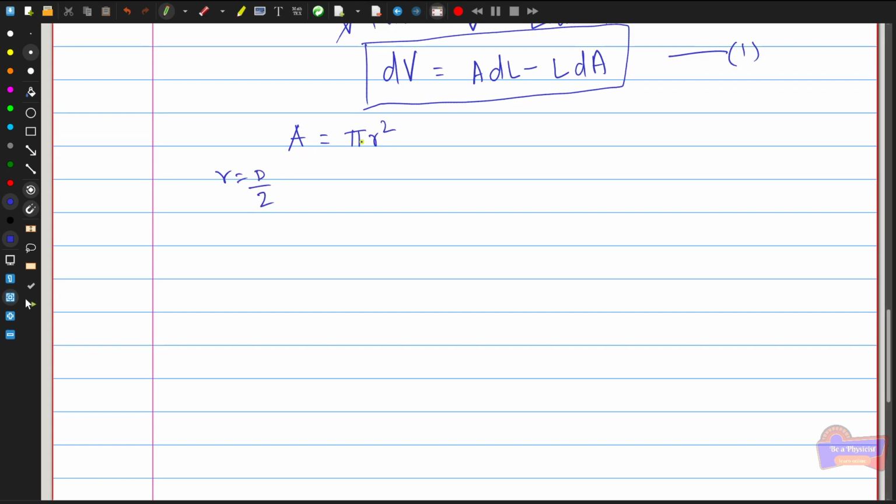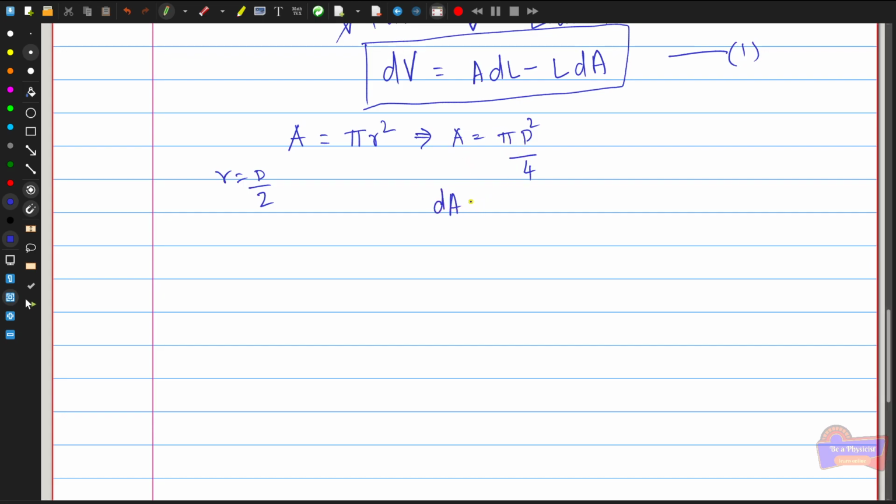So I can just substitute the value so that I can find out the area: A is equal to pi d squared divided by 4. I can substitute r squared as d squared by 4. So that is the area of cross section, so that I can find out the change in cross section as dA.